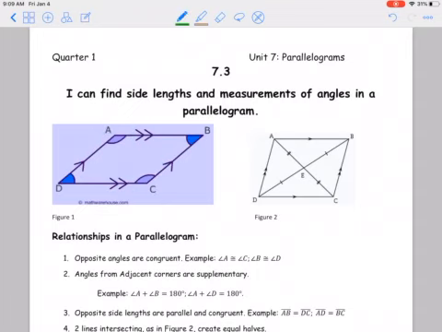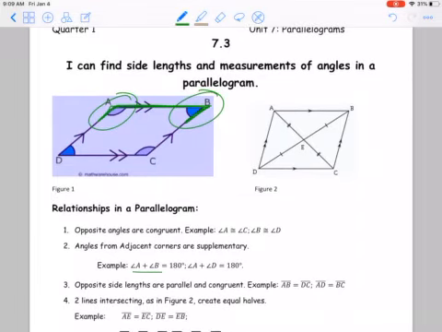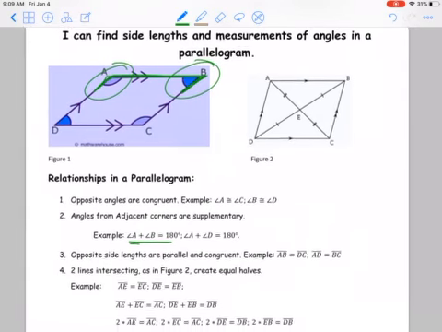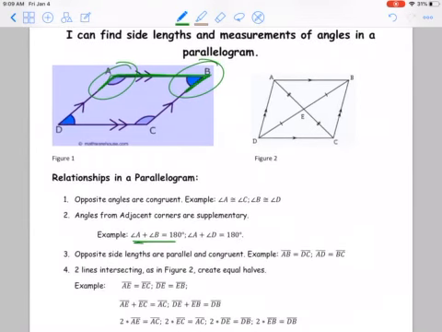Next ones, if these are on the same parallel line, these two angles add up to make 180. So you can set up the equation A plus B equals 180 and solve for your missing one. Those are called adjacent angles because they're in adjacent spots on your parallelogram.